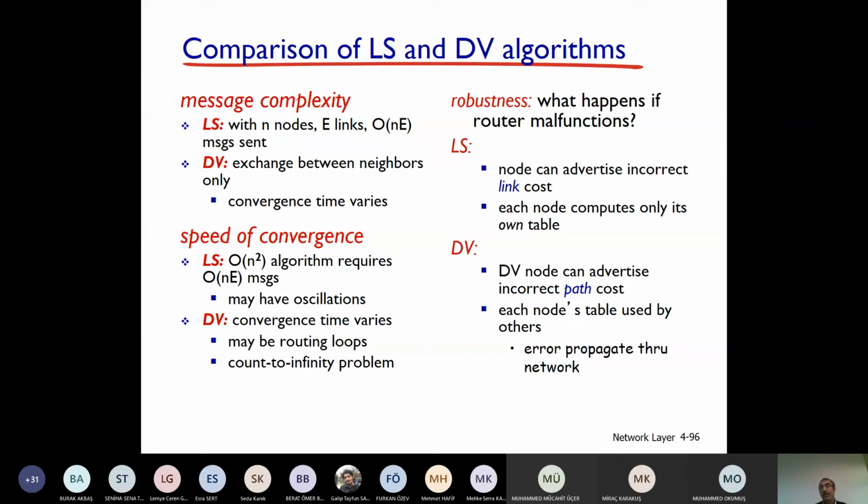But this is not the case for the DV. A DV node can advertise an incorrect path cost, because I'm going to advertise to my neighbors, and each node's table is used by others. So if I make an error, then this error is going to propagate through the network. So that's how the comparison looks in terms of a router malfunction.